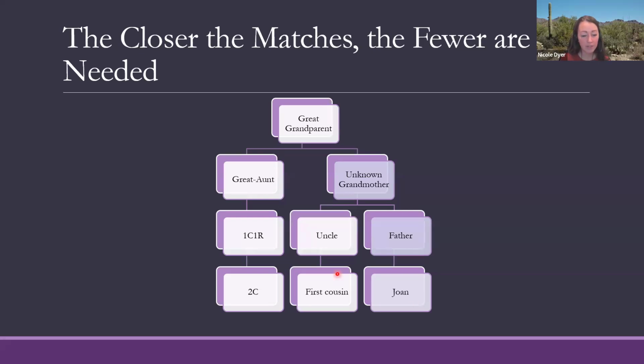But if we don't have a first cousin match and we have second cousin or third cousin matches, then that can give us some evidence that we have this common ancestral couple up here, but we may not be able to figure out the exact unknown grandmother without a lot more matches and finding out the other side of the family and using many more matches to help us.